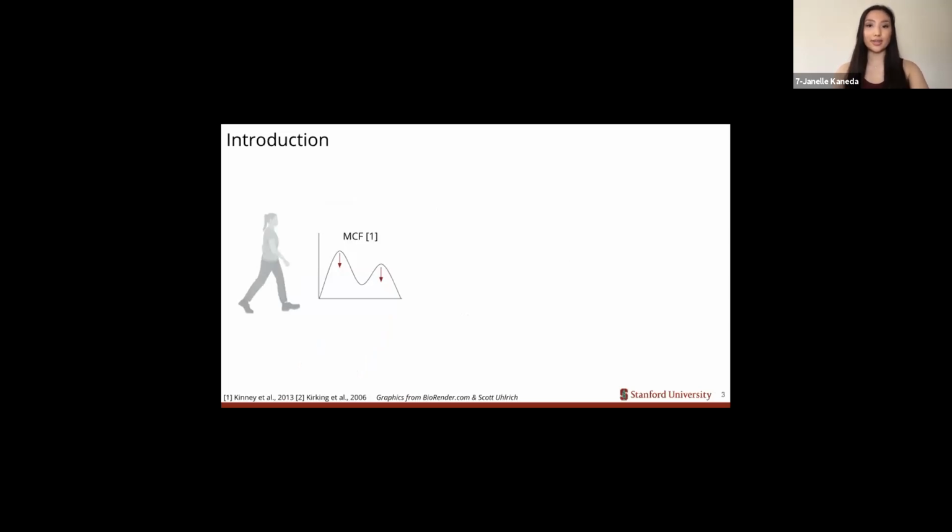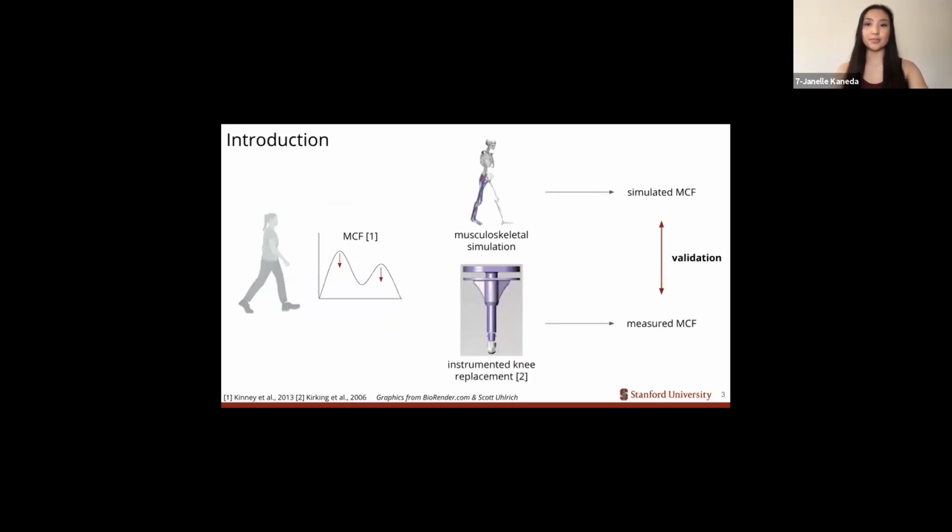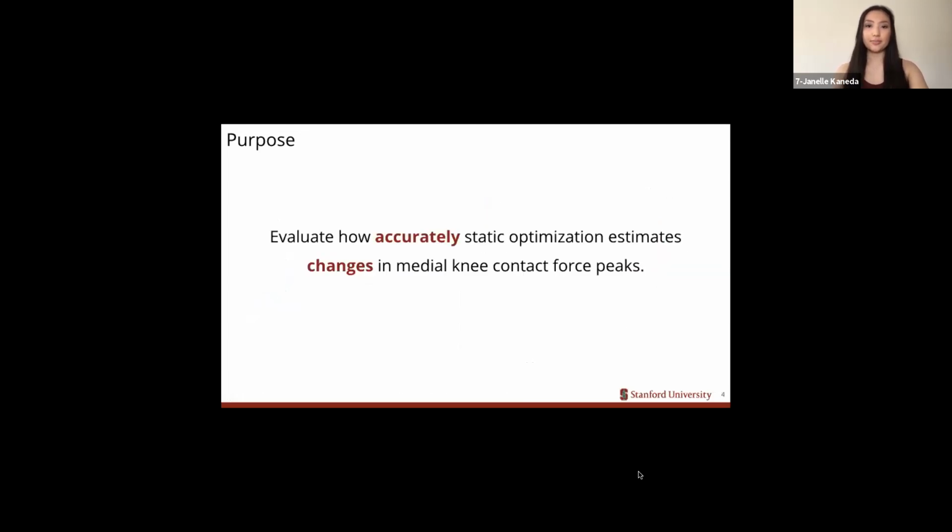In order to evaluate this, we need to use musculoskeletal simulation since medial contact force can't be directly measured in native osteoarthritic knees. Since simulation is also a proxy, it's important to validate methods like static optimization against measurements from instrumented knee replacements to evaluate accuracy. The purpose of our study is to evaluate how accurately static optimization estimates changes in medial knee contact force peaks. Our goal was to evaluate how well a generic method performs that doesn't require excessive equipment.